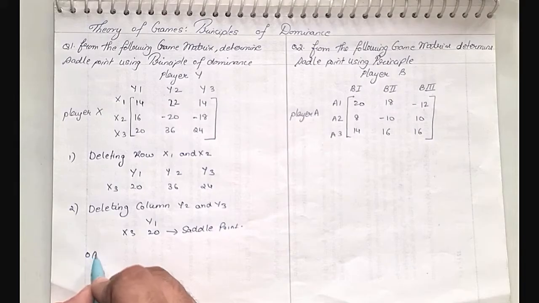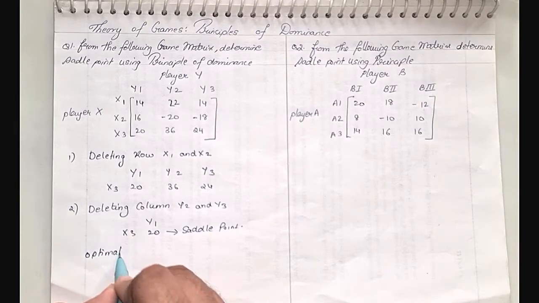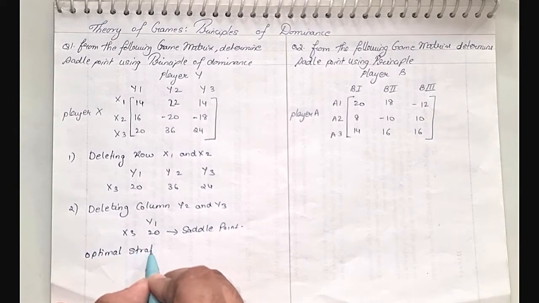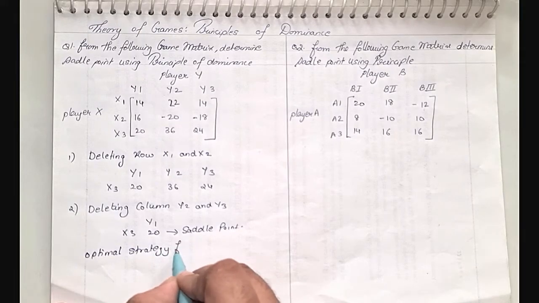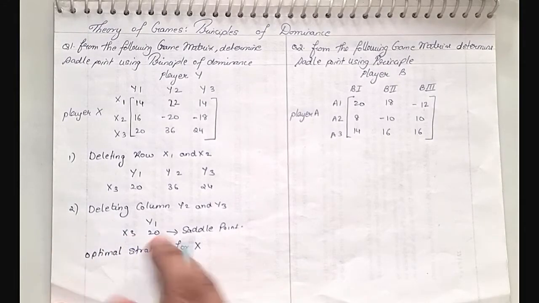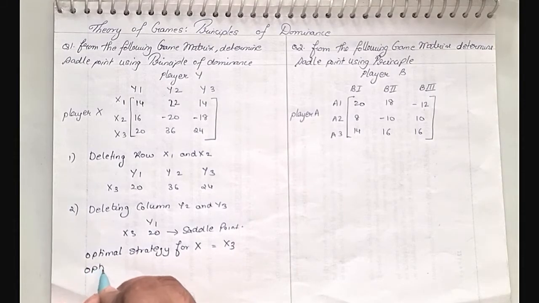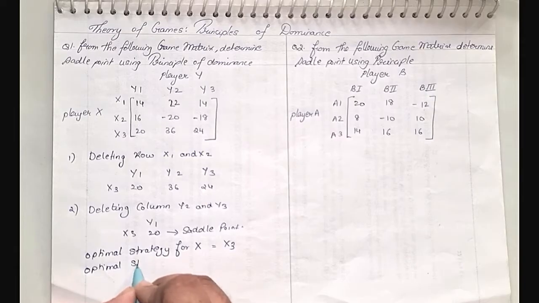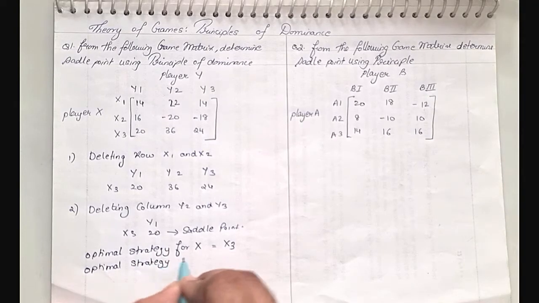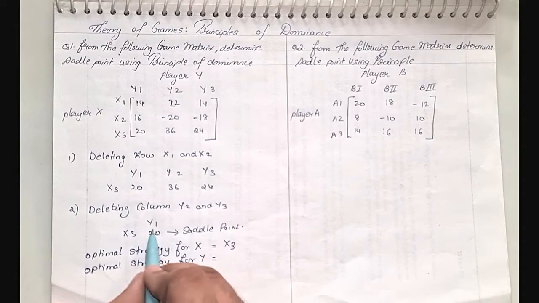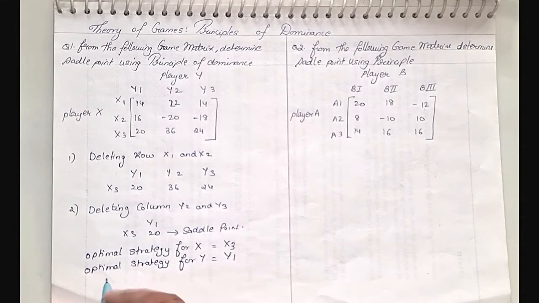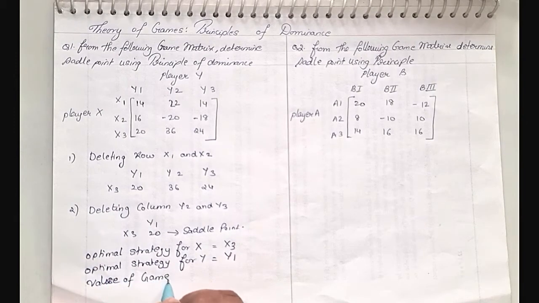So for the final answer, I'll write the optimal strategy for X, which was X3, and the optimal strategy for Y was Y1, and the saddle point, or the value of the game, was 20.